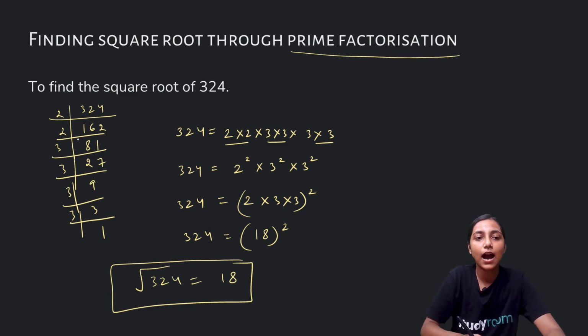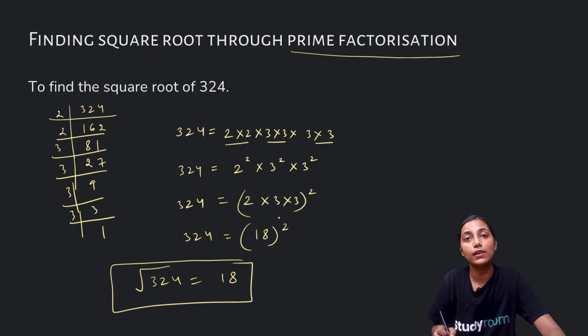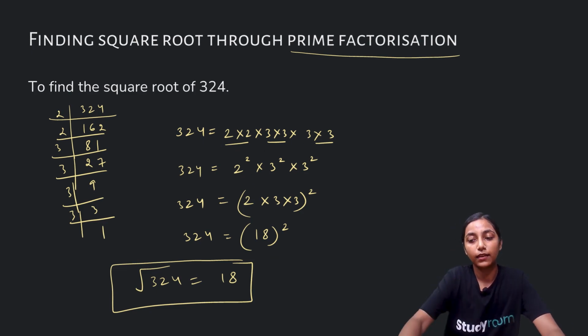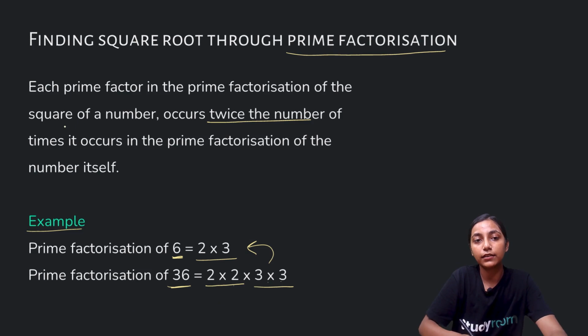How do we start? We start by finding the prime factors. We pair them up, and then we take each only one time for the square root. We do this because of this statement.